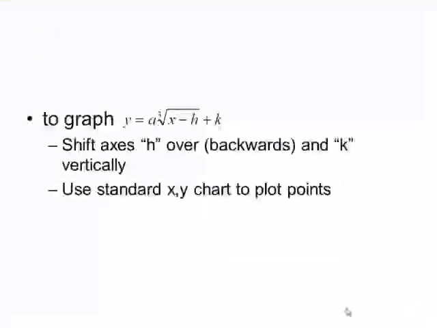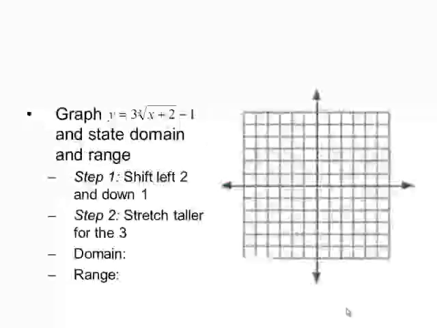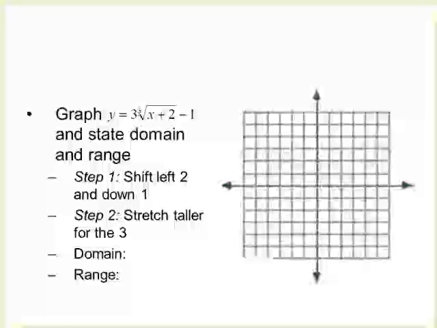We are going to graph them much the same way as we did square roots. We're going to think about our shifts, and then we're going to make a chart. So how does the +2 move the graph? The left 2 and the -1? Down 1. So we're going to go to the left 2 and down 1 to make our starting point.